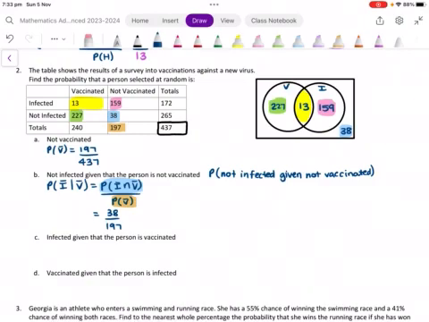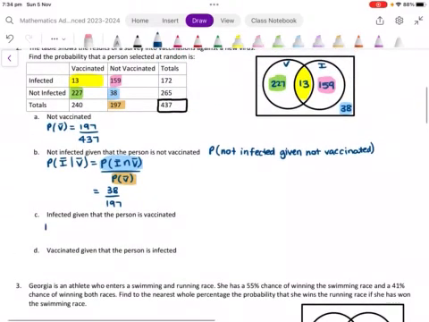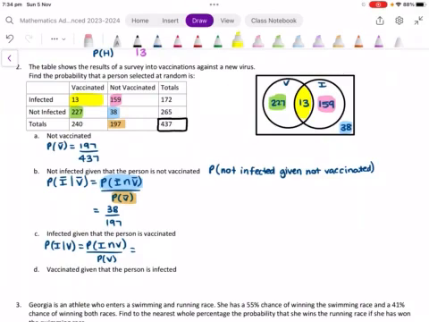For C, we have to find the probability infected, given that the person is vaccinated. So we're finding the probability of infected, given vaccinated is equal to the probability of both, so infected and vaccinated, over the probability of vaccinated. So the probability of infected and vaccinated is that yellow number of 13 over the probability of vaccinated. Now, vaccinated is this total down here of 240. Now, 13 over 240 does not simplify, so that is our final answer.